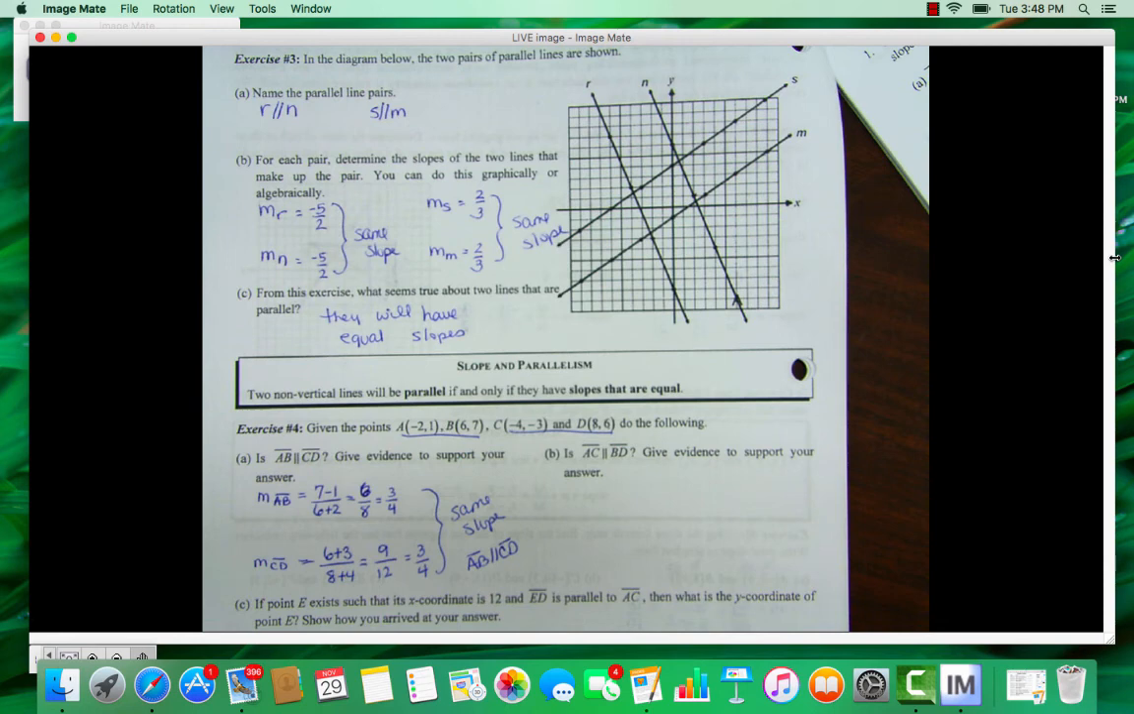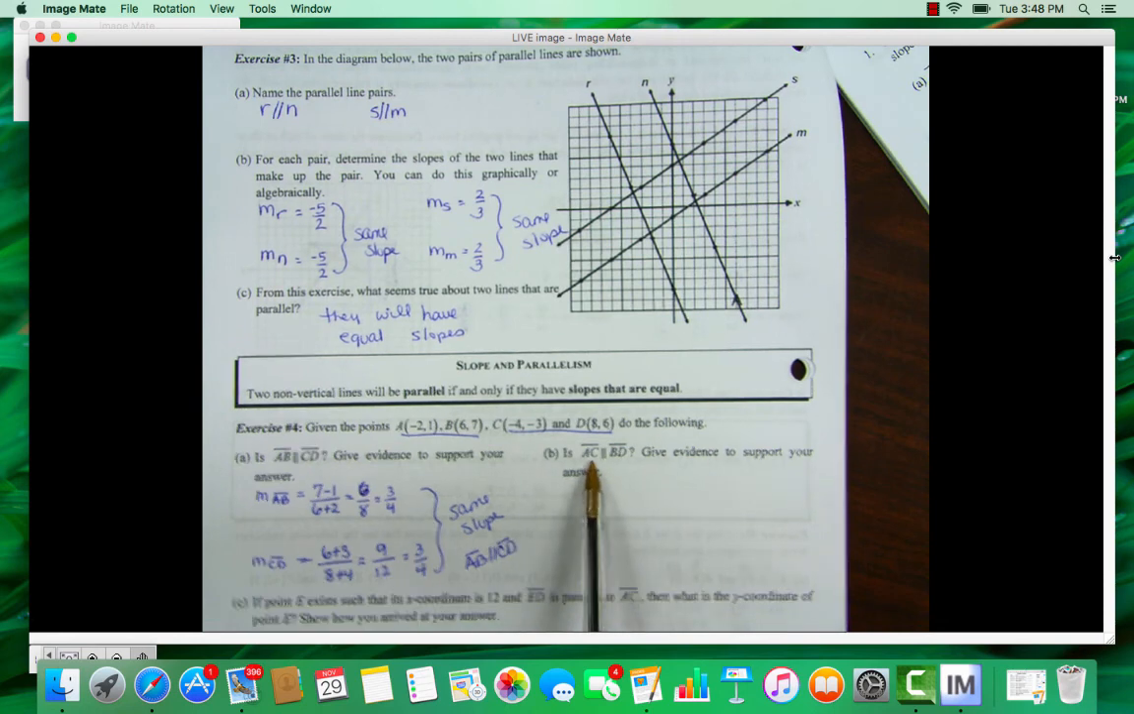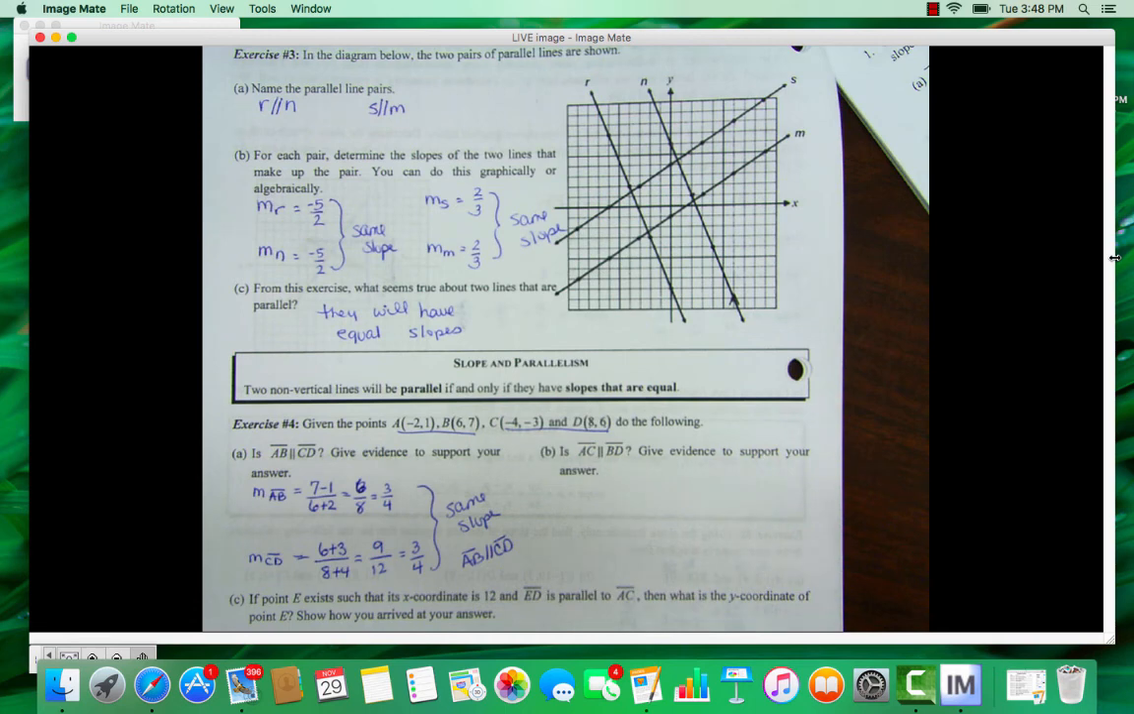All right, so see if you can try the next one. See if AC is parallel to BD. So do exactly the same thing. Check the slope from A to C, check the slope from B to D, and determine if they have the same slope or not.